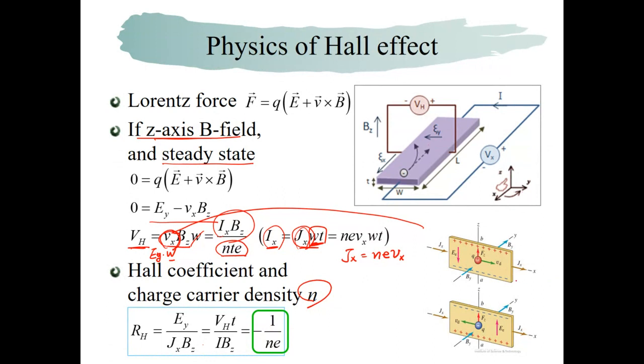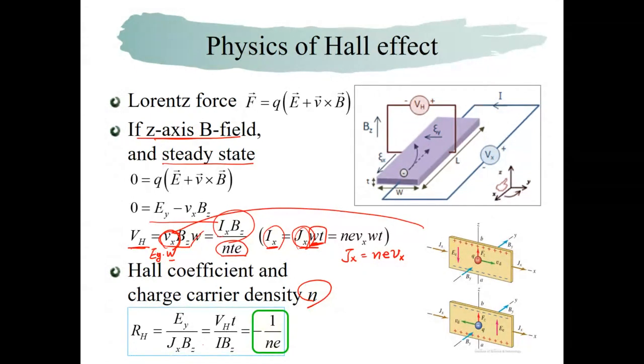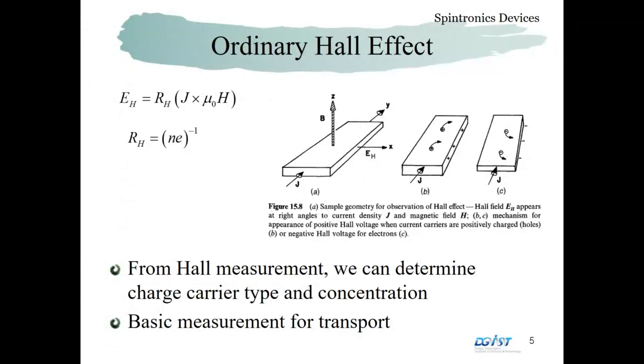Depends on whether you have a positive charge or negative charge, you can obtain a different sign of the Hall voltage. So this is called the ordinary Hall effect.